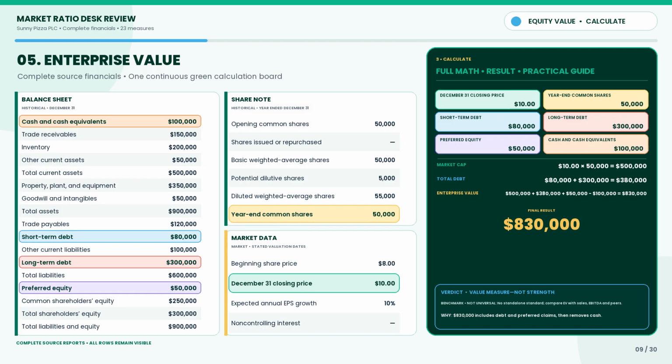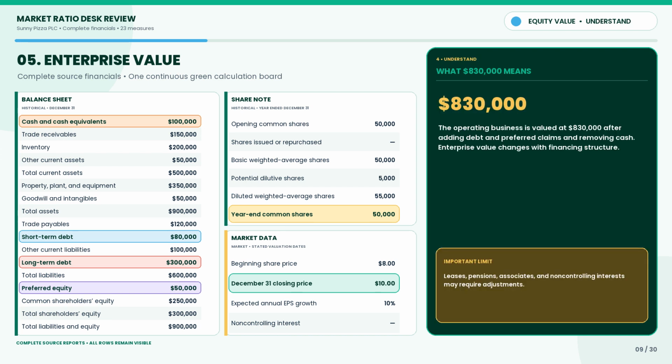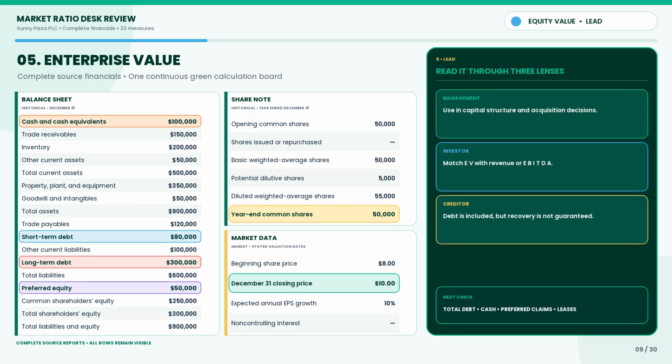The market uses it to compare the value of the operating business across companies with different financing structures. Management uses EV in acquisition, disposal, and capital structure decisions. Investors use it with revenue or EBITDA rather than common earnings. Creditors focus on the debt included in EV and the available cash deduction, but enterprise value is not a guaranteed recovery amount.